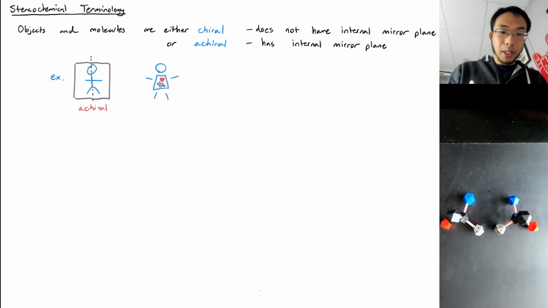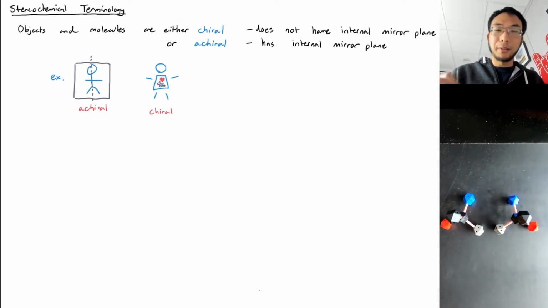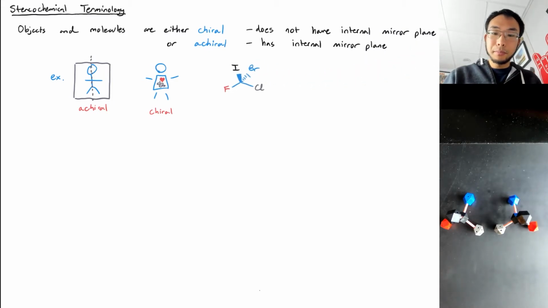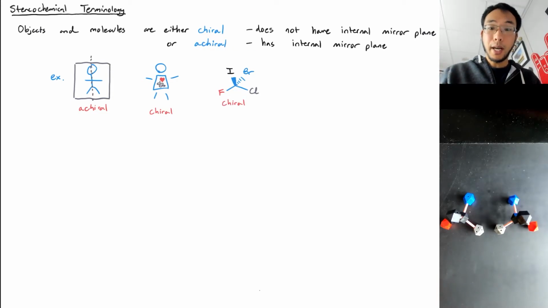For actual humans, however, our internal organs are not symmetric on either side of our halves, and so because of that, the actual human, or my crude stick figure drawing here, would be considered chiral. In the world of molecules, you can look at our tetrahalogenated methane from the previous slide, and if you look at this, there's no way to draw a mirror plane that divides this molecule into identical halves. So this molecule right here would be chiral.